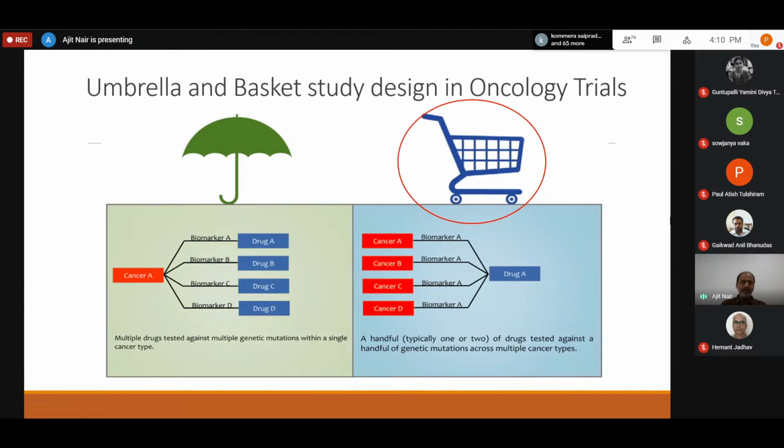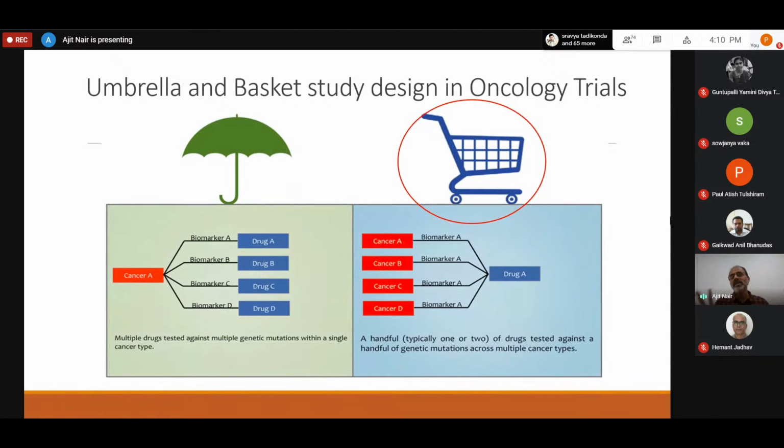Now, I'm going to talk a bit about the study designs and relate this to the regulatory aspect. If you really look at study designs in oncology, and I'm talking about phase 1 study designs, there are basically 2 types of broad-based study designs. One is called umbrella trials, and the other is called basket trials.